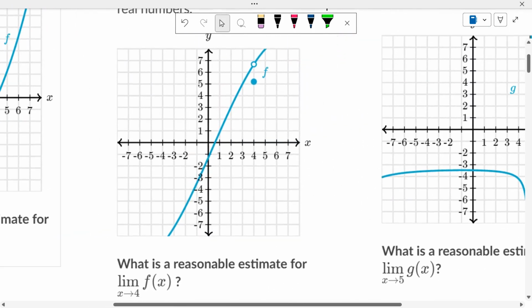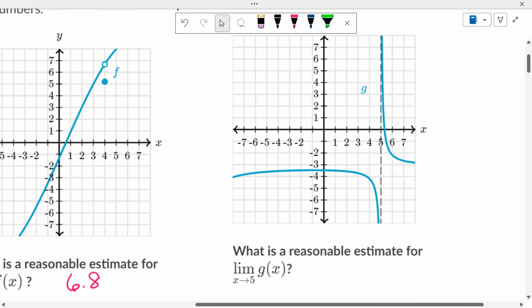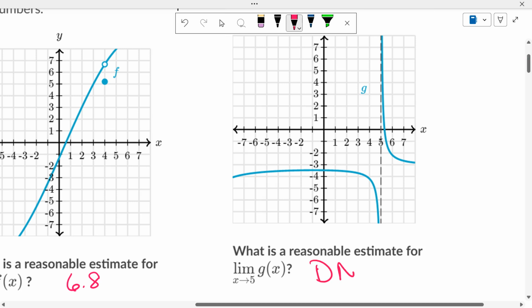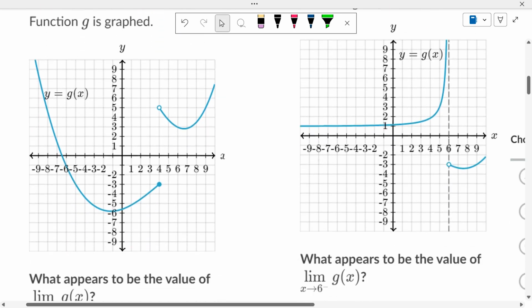As we approach 4 here, what would be a reasonable estimate? 6.8? Yeah, I would say 6.8. What about for 5 here? What is this dashed line called? It's a pain in the asymptote. Yeah. Does not exist. All right. Had to be a little bit corny.